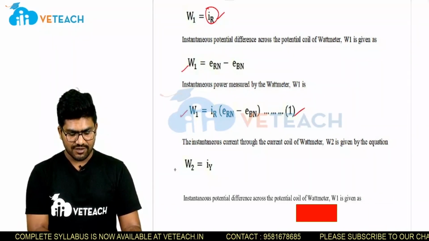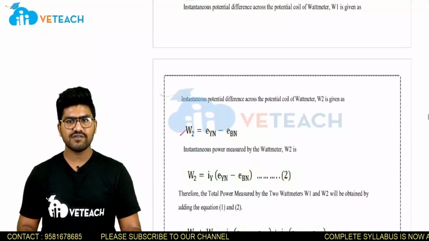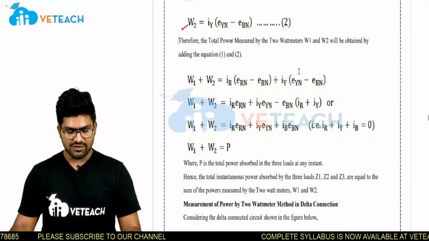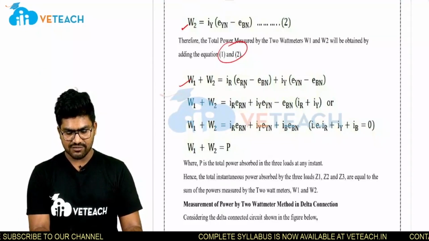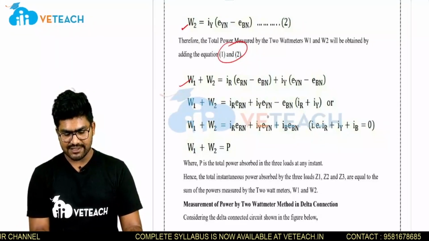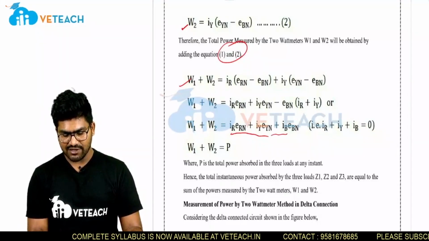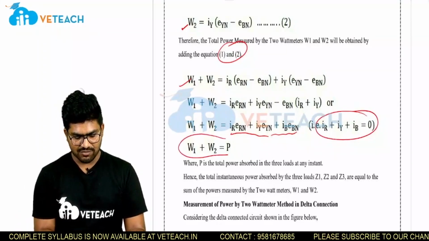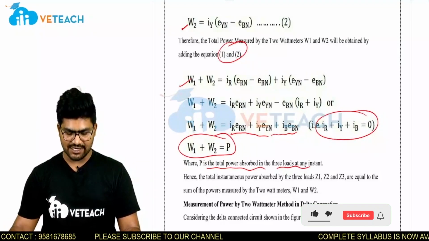Similarly, in W2, current is IY and voltage is EY1 minus EB1, so the power is IY into (EY1 minus EB1). That is the second equation. If I add 1 and 2, W1 plus W2 is IR into (ER1 minus EB1) plus IY into (EY1 minus EB1). If I extend this, I get IR ER1, IY EY1, IB EB1. Since IR plus IY plus IB equals 0, W1 plus W2 is equal to P, where P is the total power observed in the 3 loads at any instant.